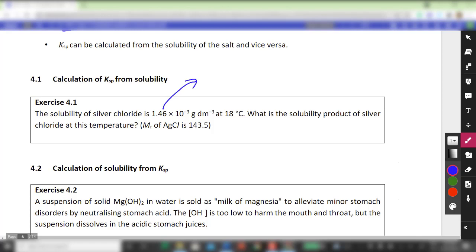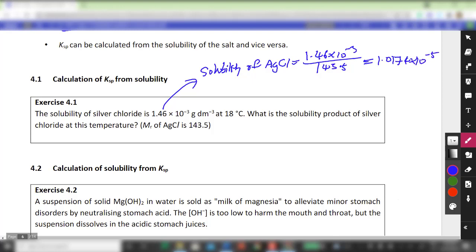So in this case, solubility of AgCl in moles per dm cube will be 1.46 times 10 to the power minus 3 divided by 143.5. And then from here you will be able to get 1.0174 times 10 to the power minus 5 moles per dm cube.